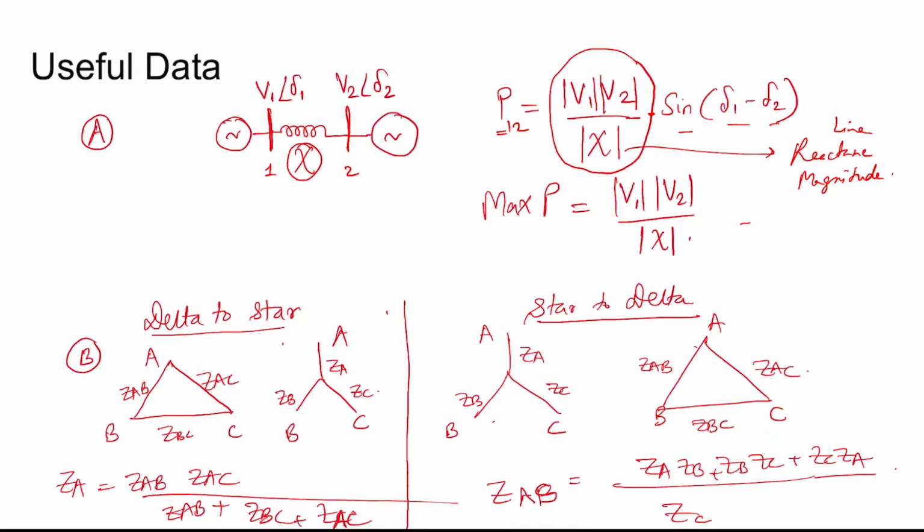Delta to star transformation: if the delta impedances are ZAB, ZBC and ZAC, then the star impedance of phase A is ZA equal to the product of the two delta impedances attached to A, that is ZAB into ZAC, divided by the sum of the impedances of the delta. For star to delta, if you want to find the delta impedance between nodes A and B, that is ZAB, then ZC goes in the denominator, divided into the sum of the two-term products of the star impedances.